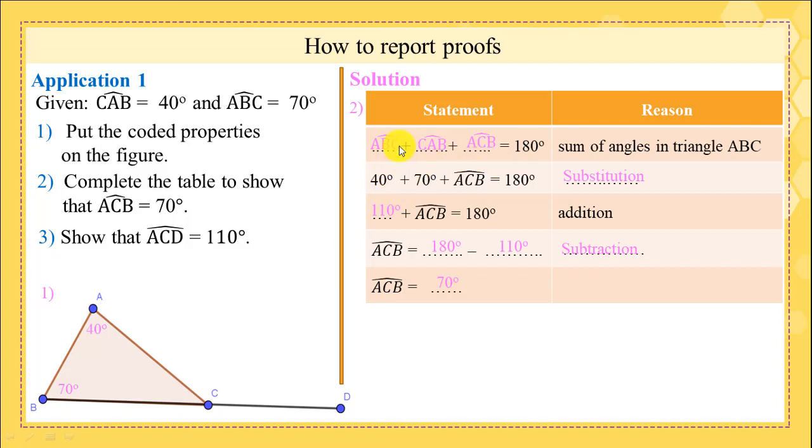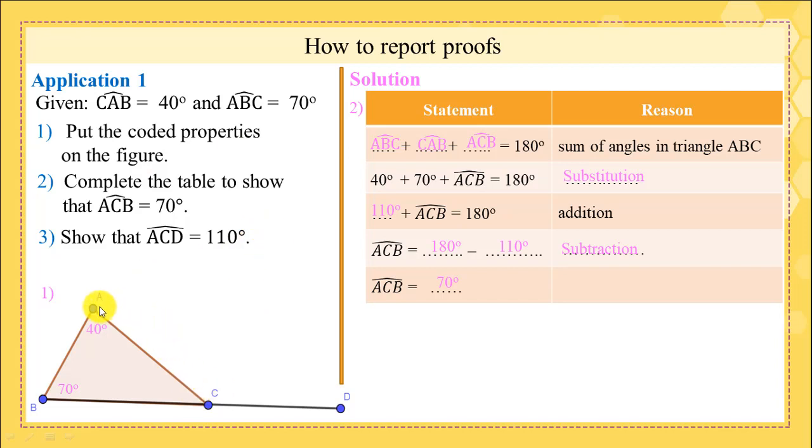Here we substitute each angle from the given by its value, so substitution. Now we add 40 degrees and 70 degrees equal 110 degrees. We subtract the two values, subtraction. The final result is 70 degrees. So we proved that ACB equals 70 degrees. Part 3: show that ACD equals 110 degrees. We will solve this part using essay form proof.